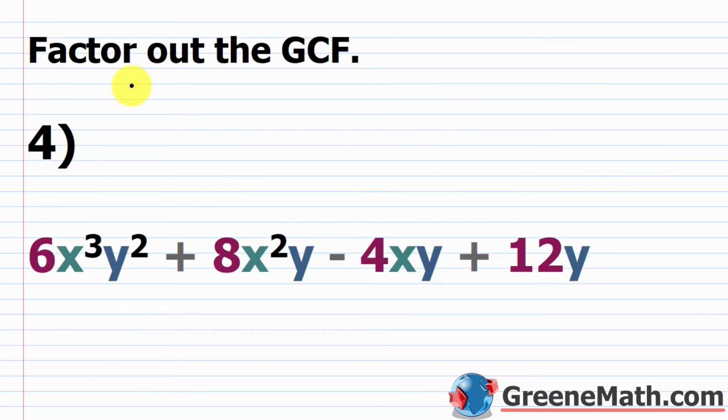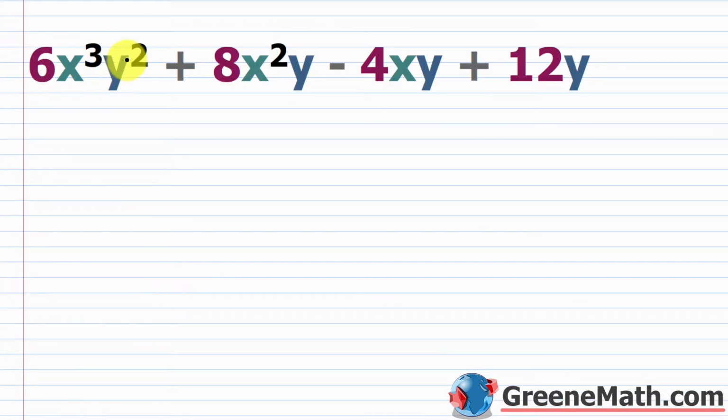Okay, so now let's get into factoring out the GCF. So for problem number 4, we're going to be looking at 6x cubed y squared plus 8x squared y minus 4xy plus 12y. So the idea here is we're going to find the greatest common factor of these 4 terms, and then we're going to pull it out in front of a set of parentheses, okay? So I'm going to go really slow with you on this first one, and then we'll rip through the rest of them. It's a pretty easy process.